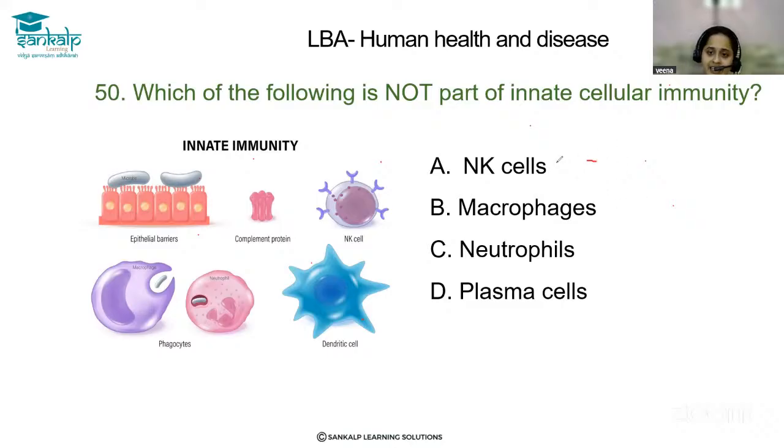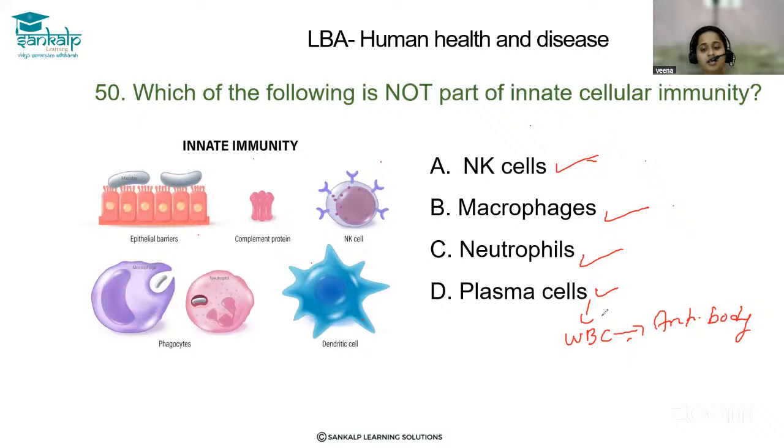NK cells also come under cellular, even macrophages, even neutrophils. These all come under the cellular barrier of the innate immunity. Only the plasma cells, which are WBC cells, are going to produce the antibody. So that is not a part of innate cellular immunity. So the correct answer is here option D, that is plasma cells.